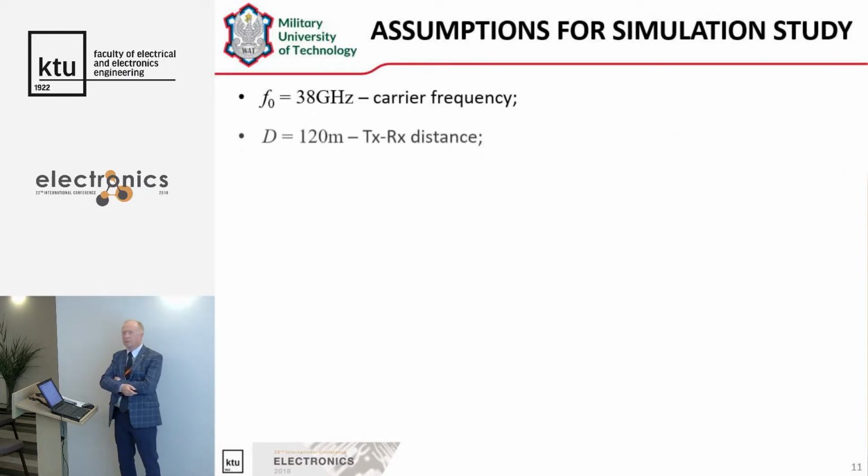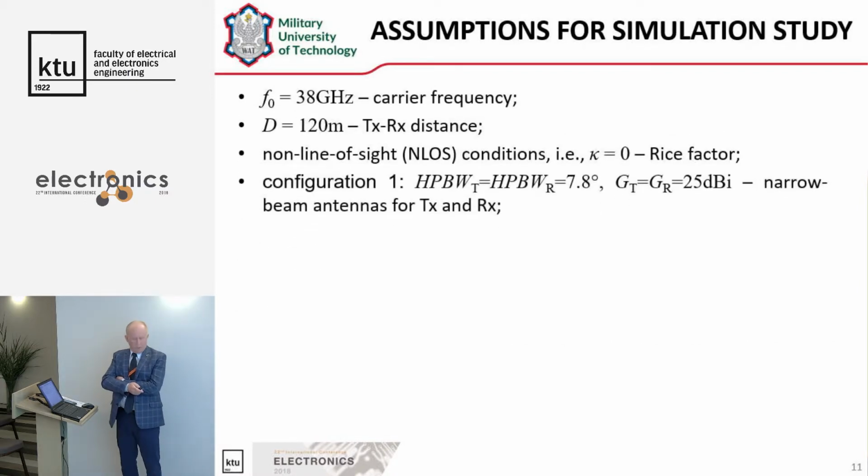We have made the simulation. The assumptions for the simulation are presented here. We have made the simulation for a 38 gigahertz carrier frequency. The distance between the transmitter and receiver position was 120 meters. We simulated non-line-of-sight conditions, with the Rice K-factor equal to 0, so no direct path.